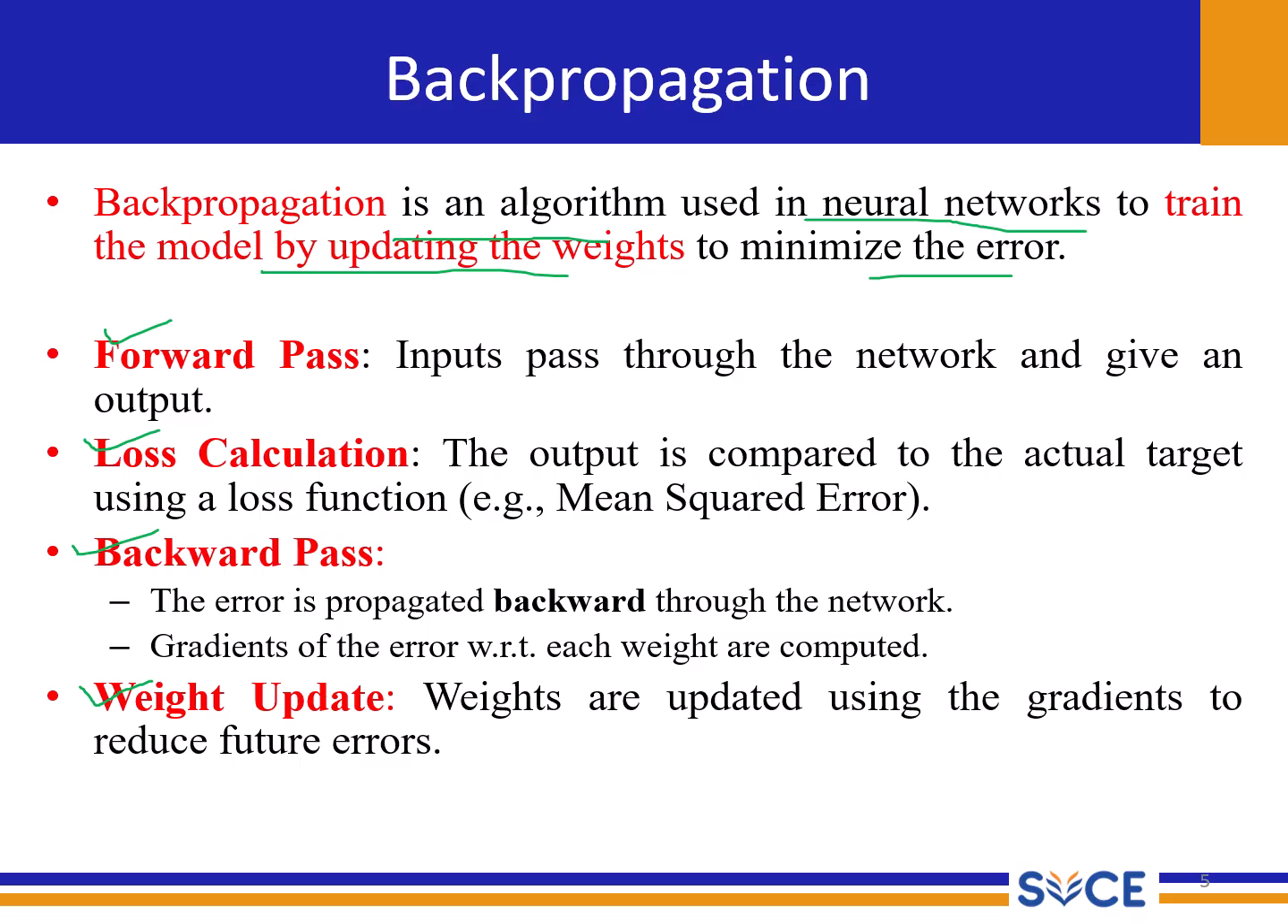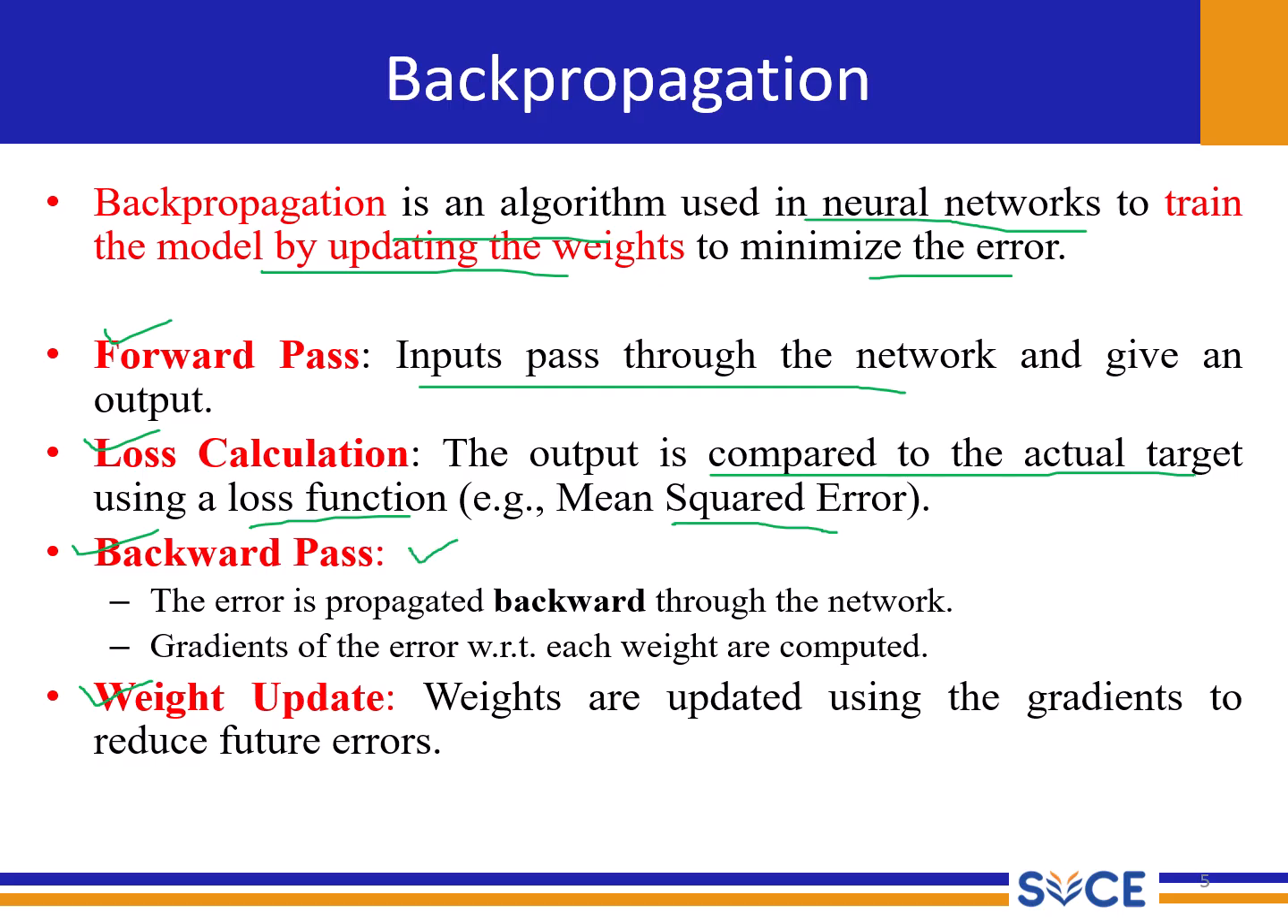In forward pass, inputs are passed through the neural network and give the output. And then this will compute the loss. That is, the output is compared to the actual target by using a loss function. Normally the backpropagation algorithm uses the mean squared error, which is the squared difference between the predicted value and the original value.